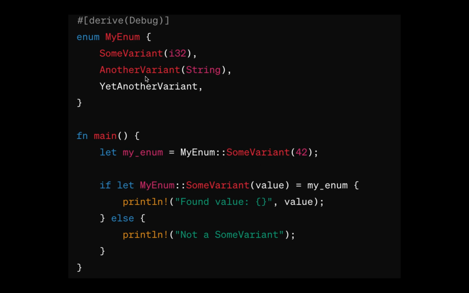If it's another variant, for example, instead of some variant, you would go into this else part where it says not a sum variant. But if it is some variant, you will actually assign this value to 42, right? It will extract it. Some call it destructuring. And then you can use this value. So what it would print here would say found value 42.